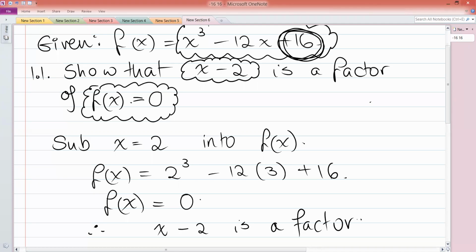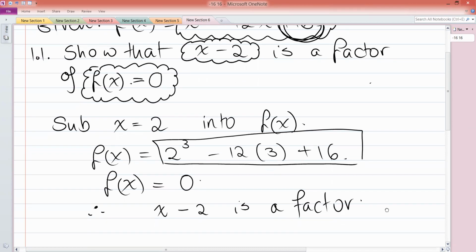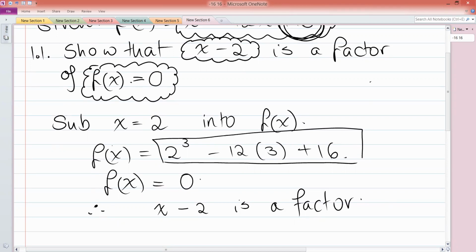Ma'am, if let's say I'm running low on time, can I just say f of 2 is equal to 0? Yes, you can. But remember, you have to show all the steps, you have to show the substituting in. So I wouldn't get full marks just by saying f of 2 is equal to 0. No, I don't think so, because this one is 2 marks. So they want to see all the steps in between. Okay, thank you, ma'am.